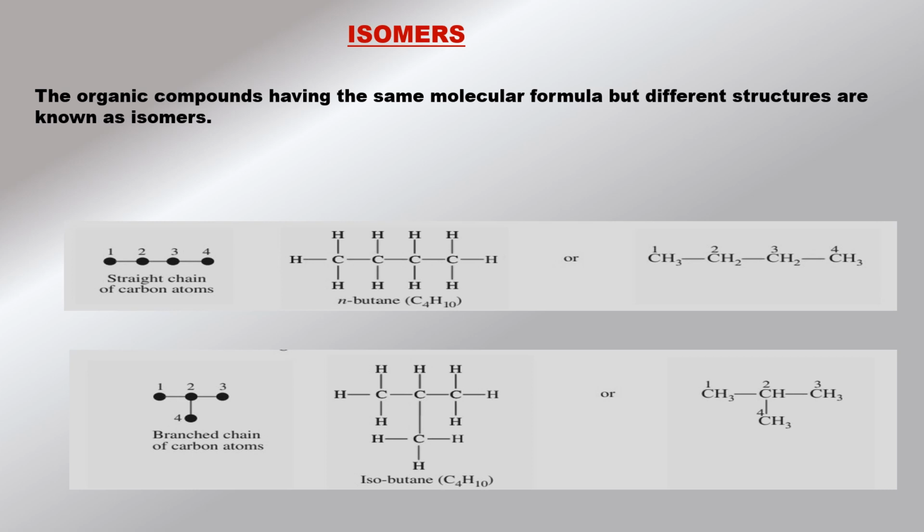known as isomers. Normal butane and isobutane are examples of isomers because they have the same molecular formula but different structures. Normal butane has a straight chain structure, whereas isobutane has a branched chain structure. Another point to be noted is that the IUPAC name of N-butane is butane and that of isobutane is 2-methylpropane.